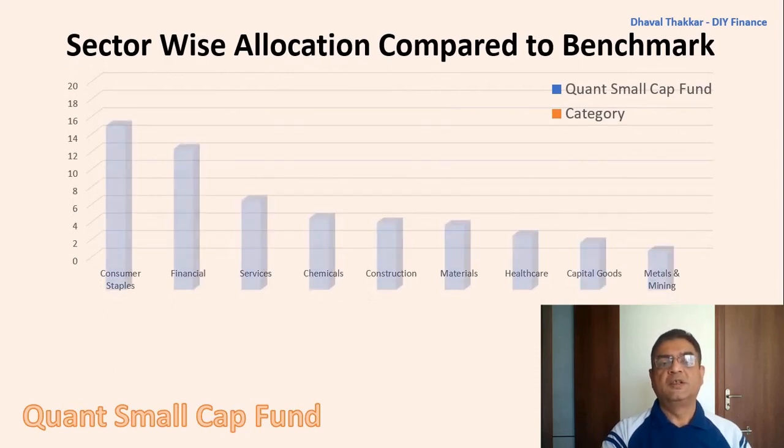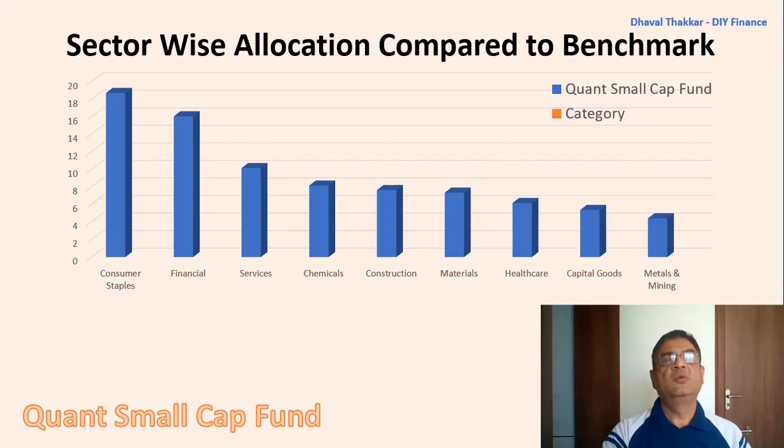From the table, it is very clear that the fund is heavily invested in consumer staples, followed by finance, services, chemicals, and constructions. Finance and construction being core sectors, whereas consumer staples, chemical, and technology being evergreen sectors, and quite a good performing small size companies form a part of this sector.